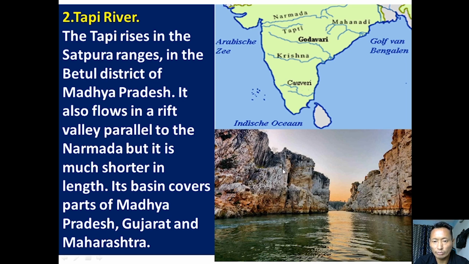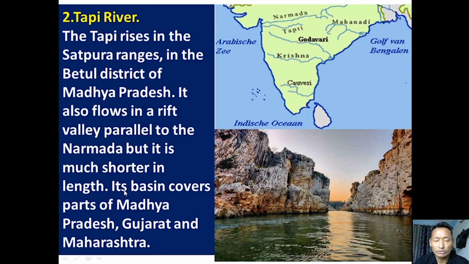So we know what is meant by a rift valley. This particular Tapi River flows almost parallel to the Narmada River. This is the map of the Narmada River, and the Tapi River flows parallel to it. Both rivers flow westward, and finally these two rivers discharge their water into the Arabian Sea. As compared to the Narmada River, the Tapi River is much shorter. That means the Narmada River is much longer than the Tapi River.